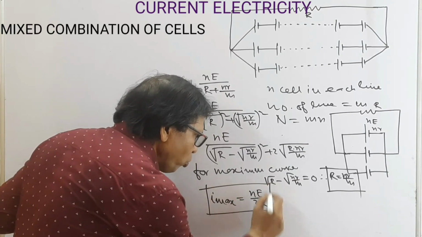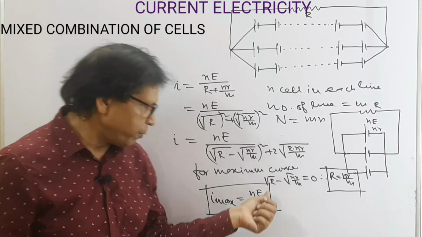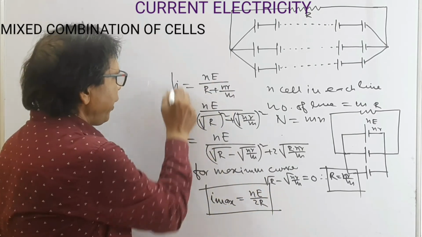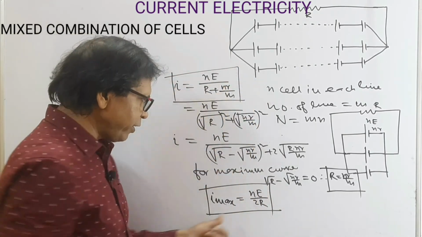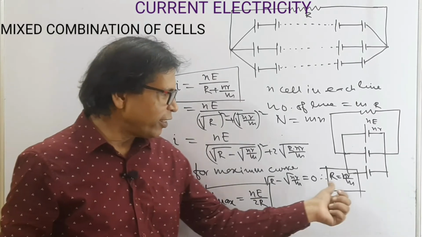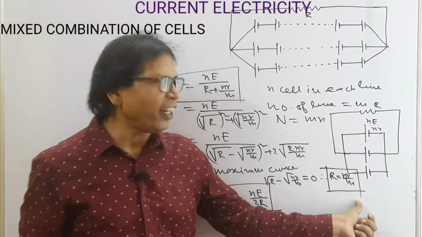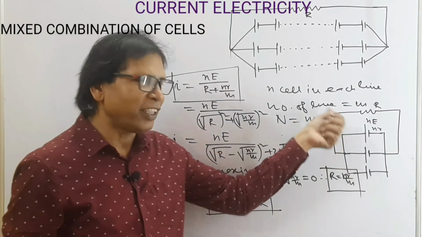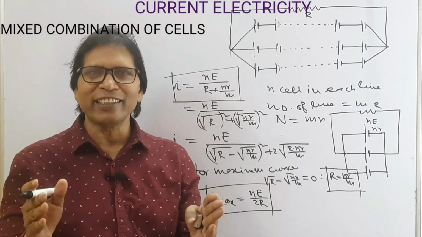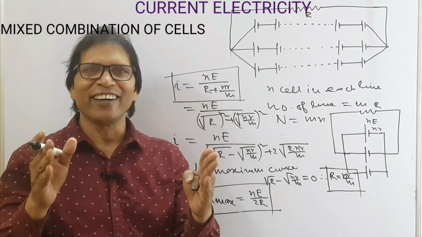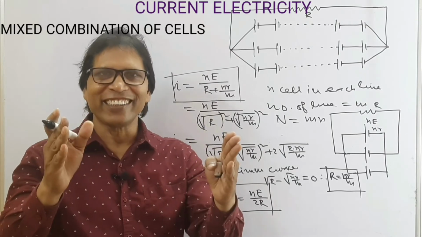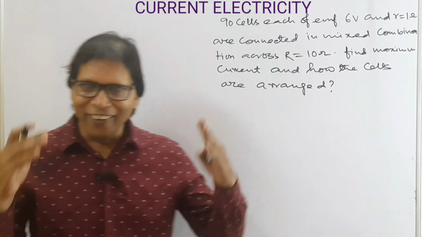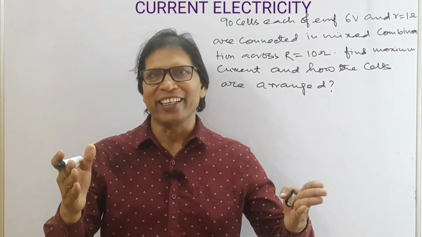So this is the main formula of this combination for the current, and this is the maximum current. This is the condition of maximum current, and the total number of cells in the mixed combination is m into n. Okay, remember it. Now next, look at this, the related numerical.